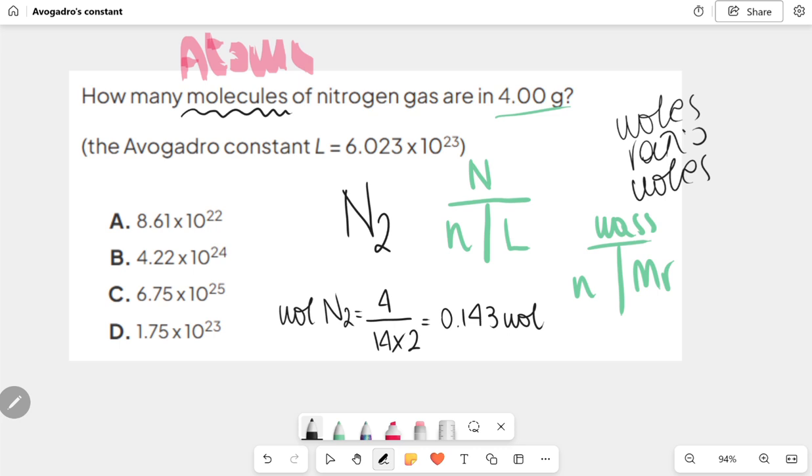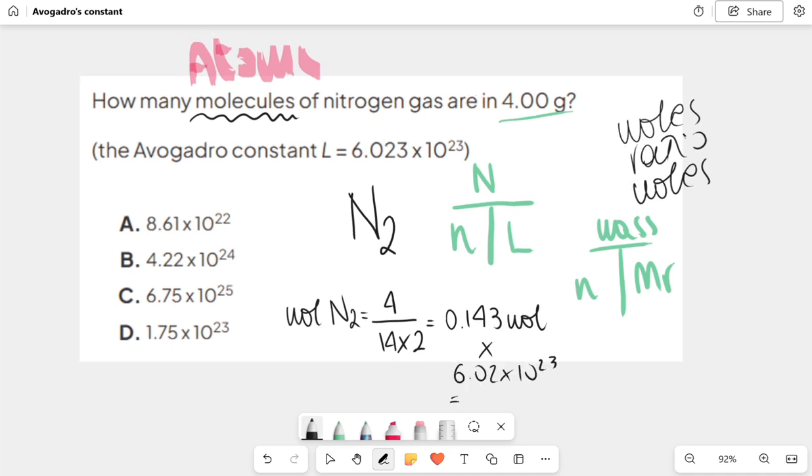The moles of nitrogen is 4 over the Mr. Remember, it's N2, so the Mr will be 28 in total. 0.143. Now, how do we find the number of molecules? That's super simple. We just times this by the Avogadro's constant. And that gives us option A, which is correct.